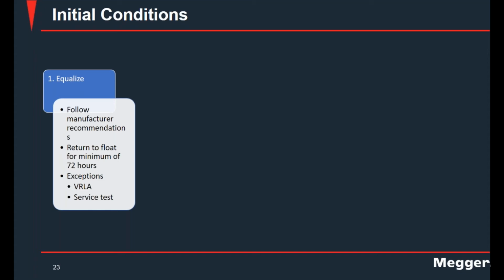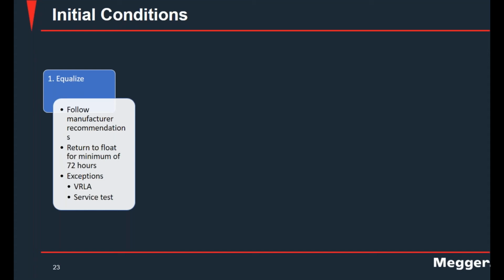This very first step is one of the ones that represents more time in the preparation of the battery, because you need to equalize, and depending on the condition of the battery, the state of charge, the charger and the type of battery, that equalize process might take 2 or 3 days. Once the equalize process has been completed, the battery has to return to floating conditions, and the recommendation is that it should be floating for at least 72 hours.